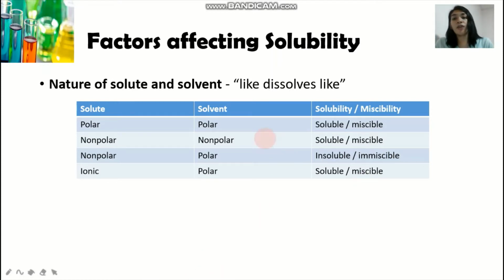So, if you have a polar solute and a polar solvent, it is soluble or miscible. Kaya alam, ginagamit ang term na soluble if your solute is solid. Miscible or miscibility naman if you are combining liquids. Okay? So, non-polar to non-polar, they are also soluble or miscible. Non-polar to polar, it is insoluble or immiscible. Okay? If it is an ionic solute and you have a polar solvent, it is soluble or miscible.